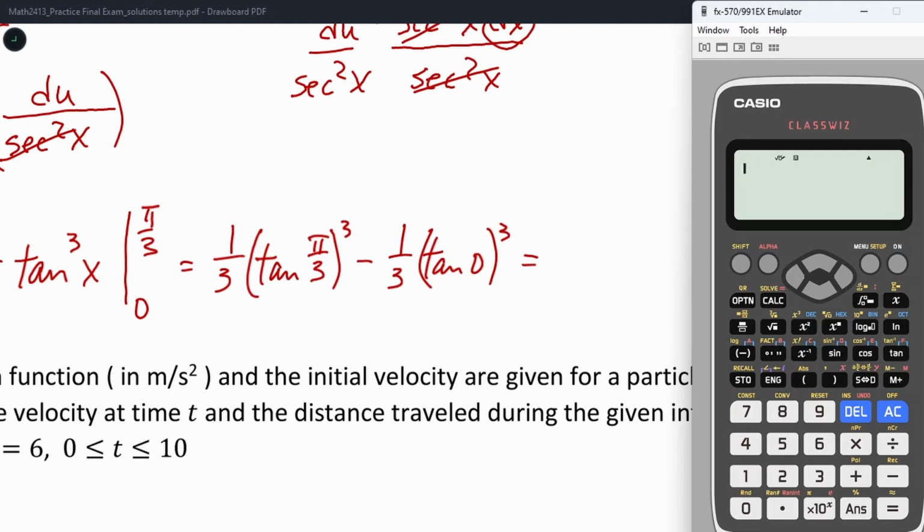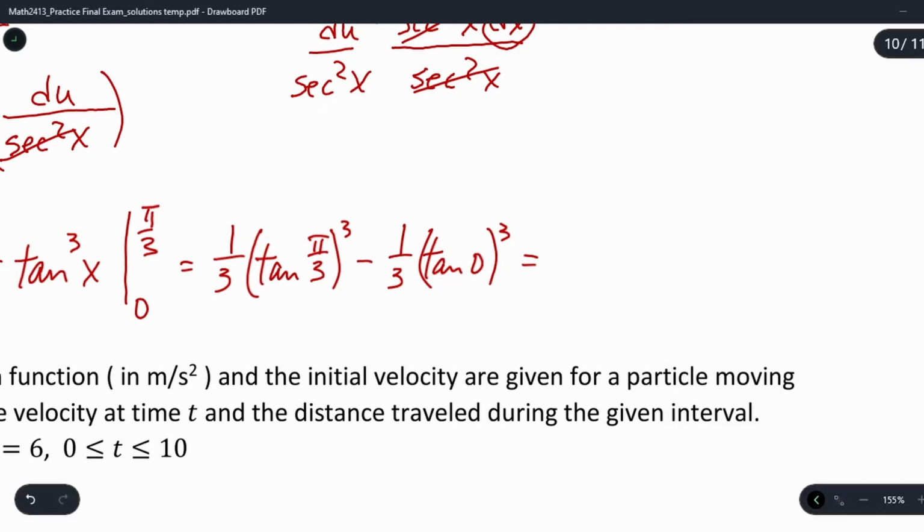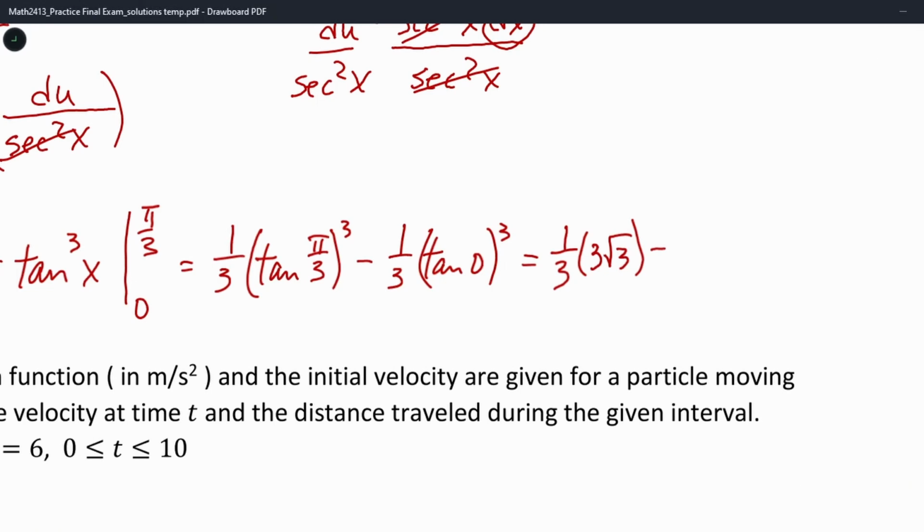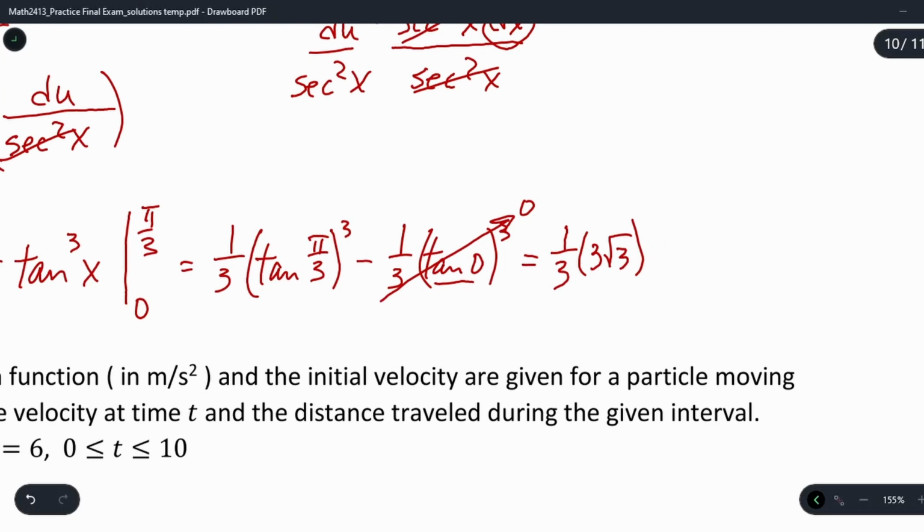What I want to know is, what is tangent of pi over 3 cubed? Well, tangent of pi over 3 is square root of 3, and then that answer cubed gives me 3 square root of 3. So that's going to be 1/3 times 3 square root of 3 minus, and then I believe the tangent of 0 is 0, which makes this entire term go to 0, so I don't really have anything to subtract. That's just 1/3 times 3 square root of 3. Oh, and then these 3's cancel. Look at that. How nice that simplifies to just square root of 3.